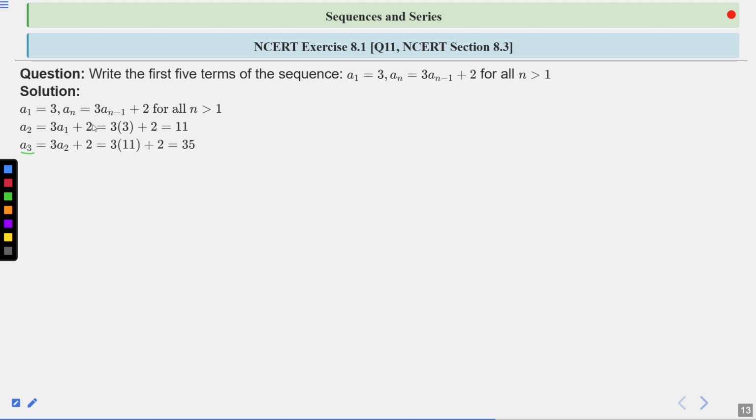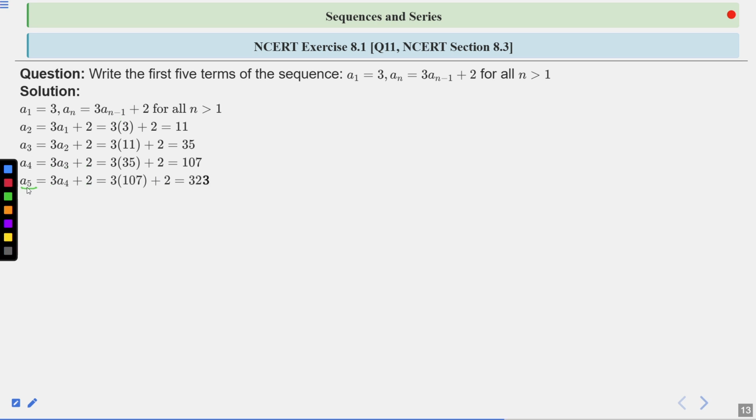For the third term a3, using this relation, I am going to have a3 equal to 3 times a2 plus 2. a2 is 11. So 3 times 11 plus 2, 33 plus 2, 35. So the third term of my sequence is 35. Now a4, the fourth term, using the relation 3 times a3 plus 2. a3 is 35. So 3 times 35 plus 2 gives me 105 plus 2, meaning 107. So the fourth term of my sequence is 107.